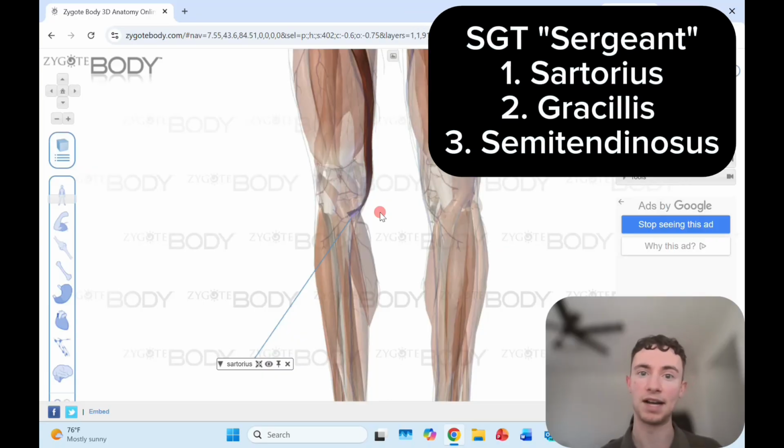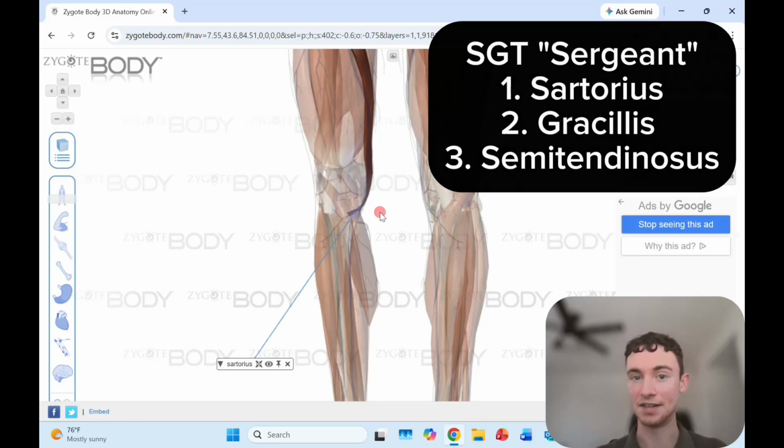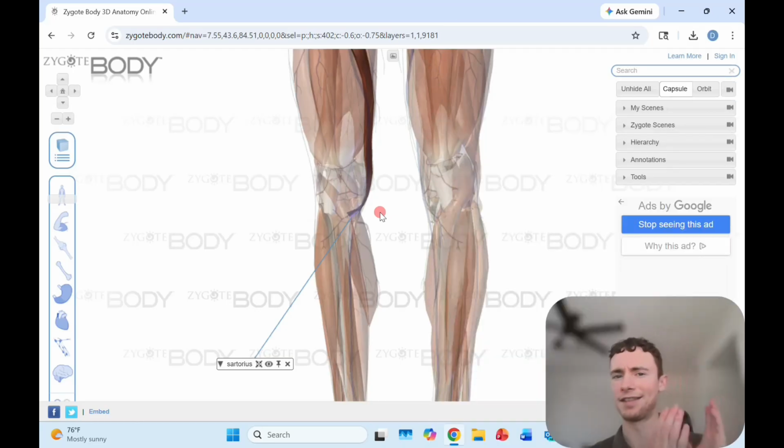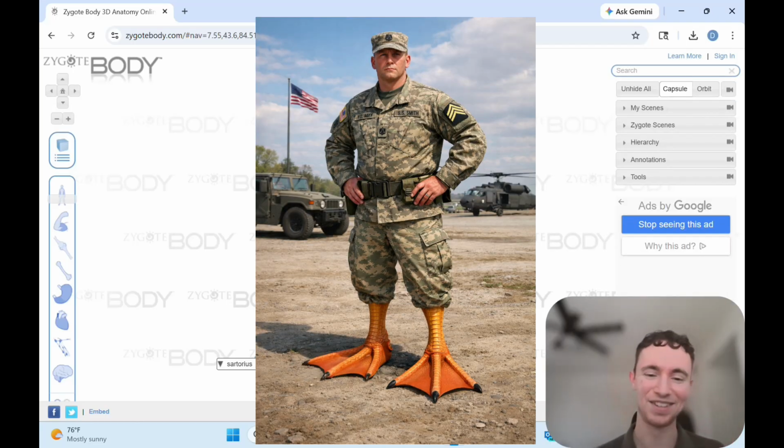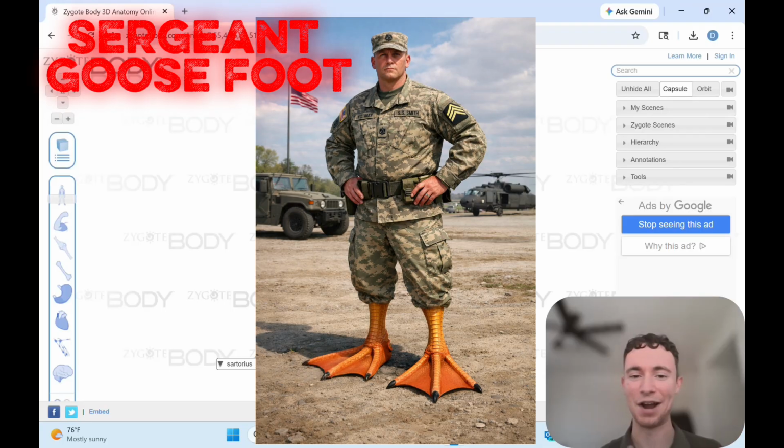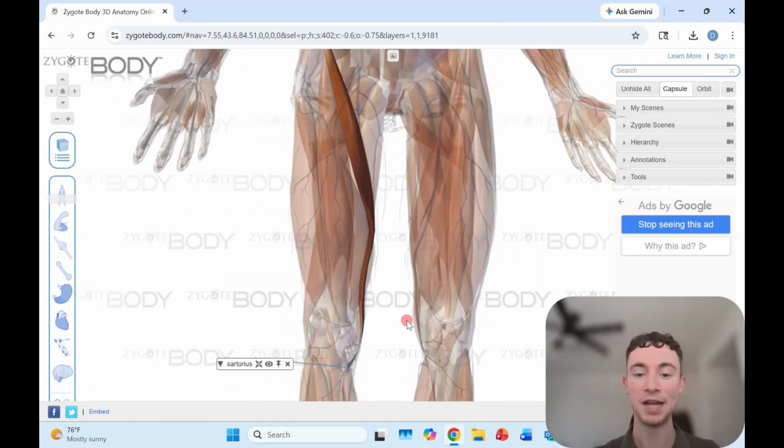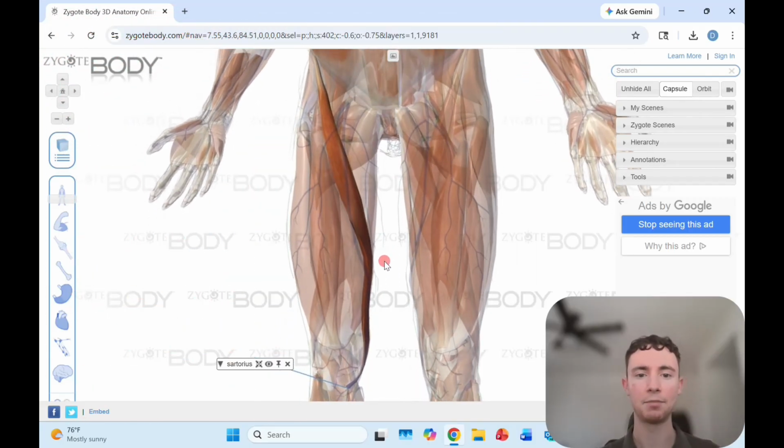Also, you can remember it by Sargent, or SGT. It kind of looks something like this, and this is our Sargent goosefoot right here. This is how I remember that on the pes anserine there are three muscles: SGT, sartorius, gracilis, and semitendinosus. Just a fun little way to memorize that. Sartorius is innervated by the femoral nerve and produces hip flexion, abduction, and external rotation.